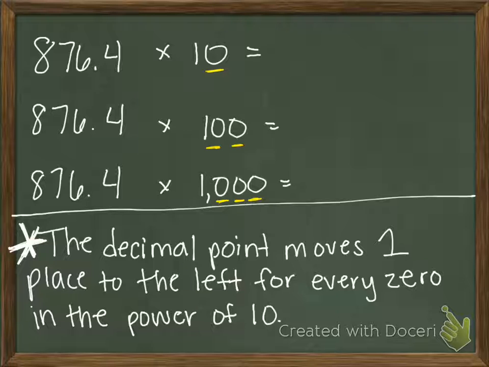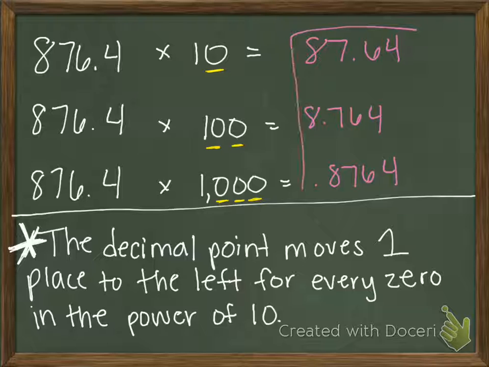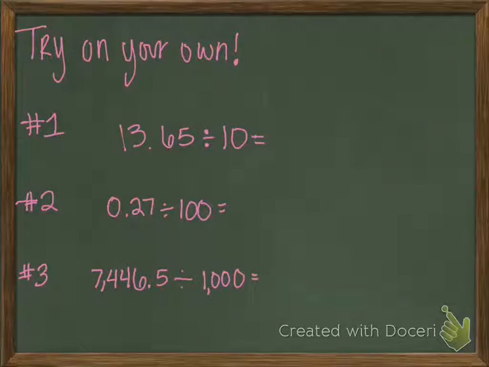So what would my 3 answers be? And these are the 3 answers you should have got, all with the same digits, just different place values because the decimal moved to the left. Okay, so these 3 problems I would like you to try on your own. Do 1, 2, and 3, and then put your answers into the quiz questions, please.